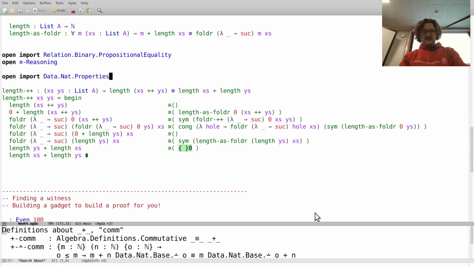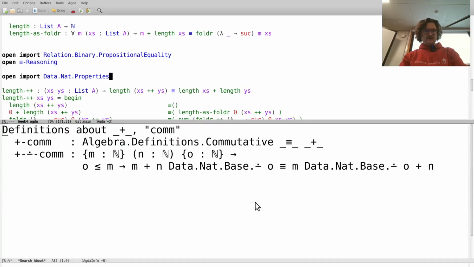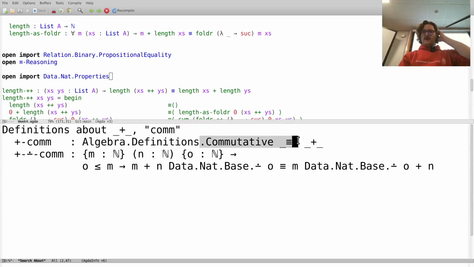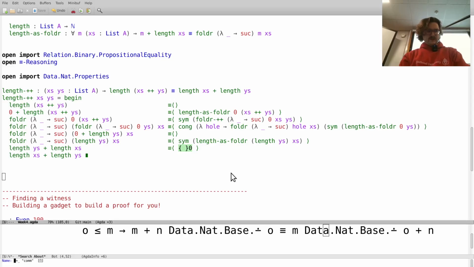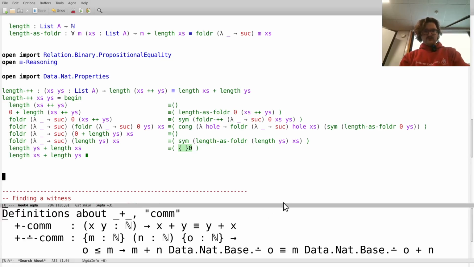And it's giving me a bunch of stuff. So there's the one that I want, saying that plus is commutative. Of course, we're using various definitions. There's a weirder one here, but that we are not going to use. I think I should be able to, yeah, there we go.